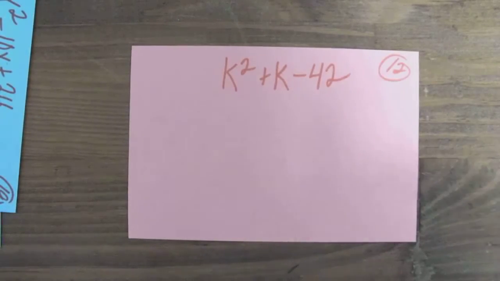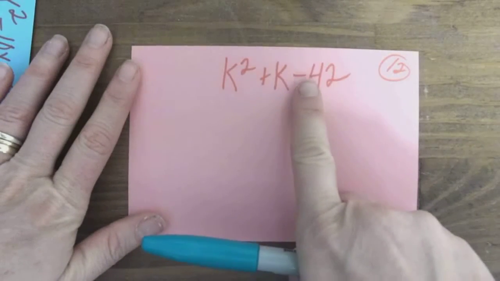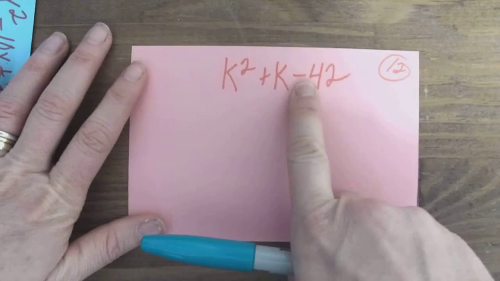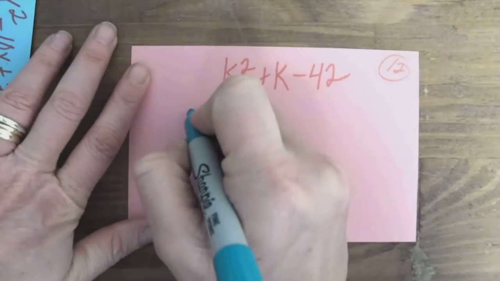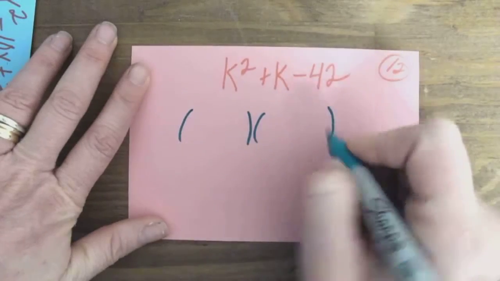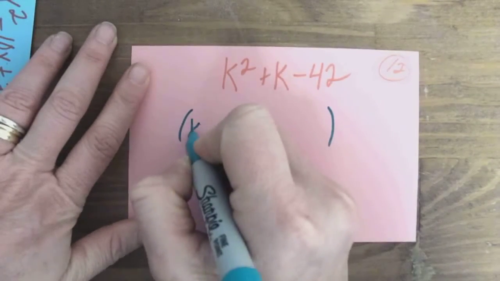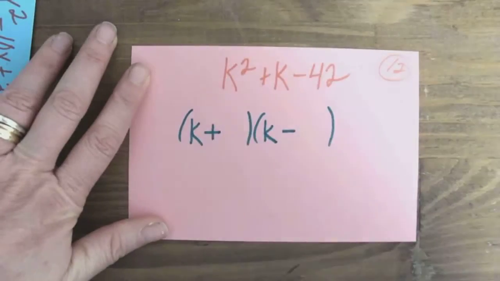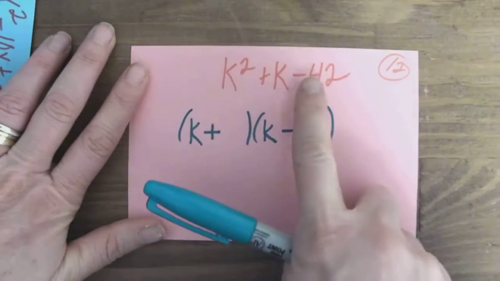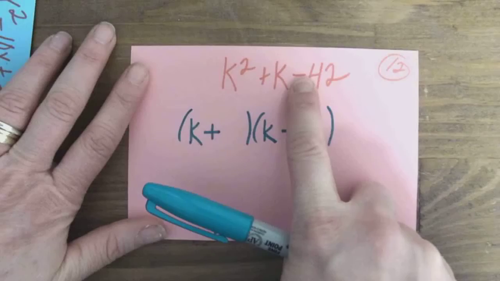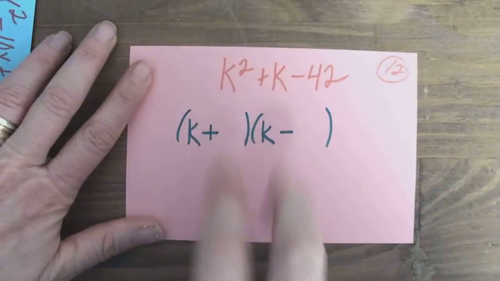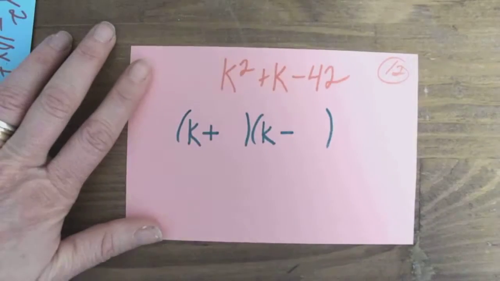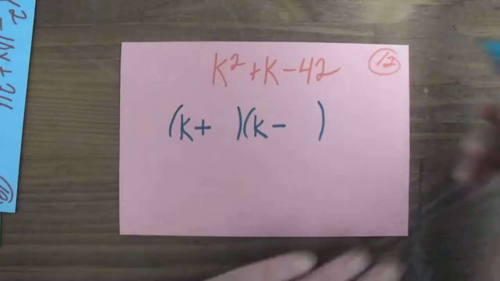In this third video, the last term is negative. The only way to multiply to get a negative number is if one is positive and one is negative. So anytime you see that the last term is negative, please right away make it plus and minus. I'm using K's because that happens to be the variable in this problem.